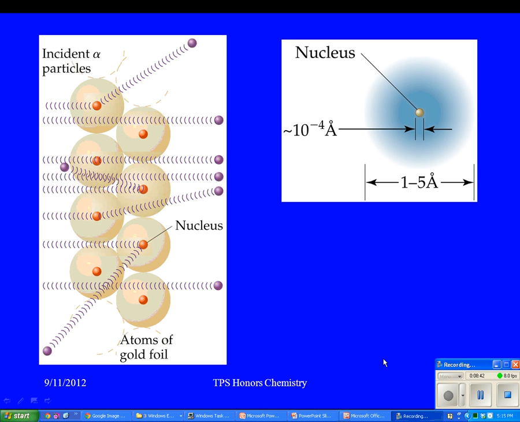So by this account, if you look back at the picture on the left, most of those alpha particles would just go right through the gold foil. Very few of them were going to actually come in contact with the nucleus and bounce back off, because most of the atom is empty space.